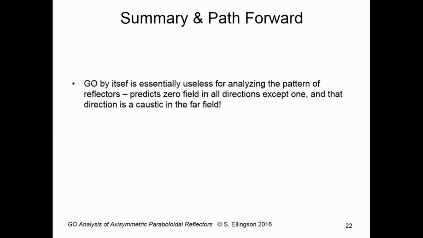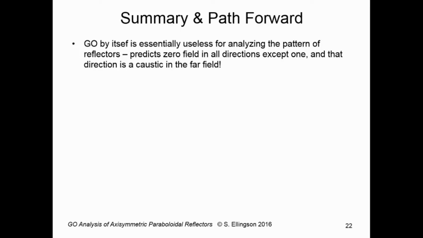Summary and path forward. GEO by itself is essentially useless for analyzing the pattern of reflectors. It predicts zero field in all directions except for one. And in that direction, that is a caustic in the far field. In other words, in the far field of an axisymmetric paraboloidal reflector, all the geo-reflected rays go through one pattern angle. So that's certainly a caustic. So you predict infinite field in the far field of this reflector.